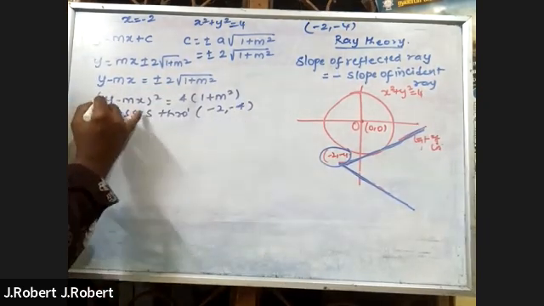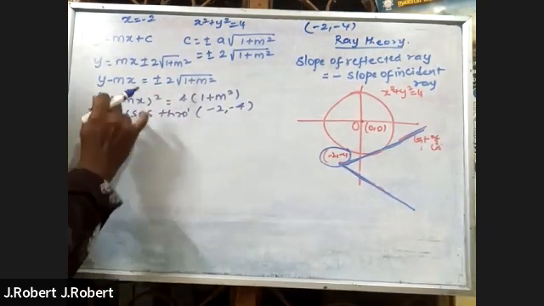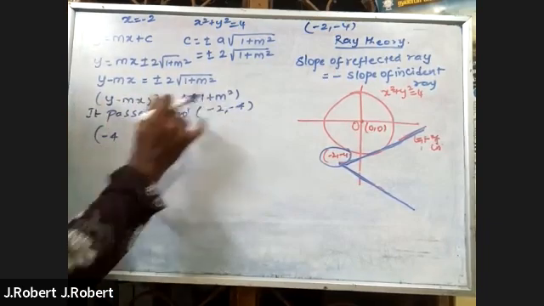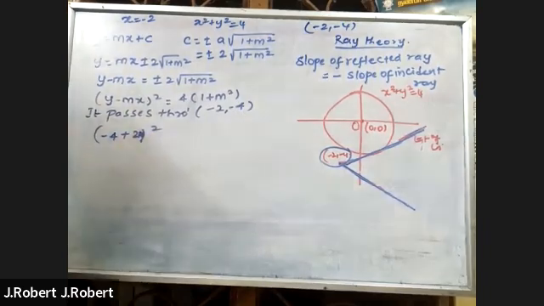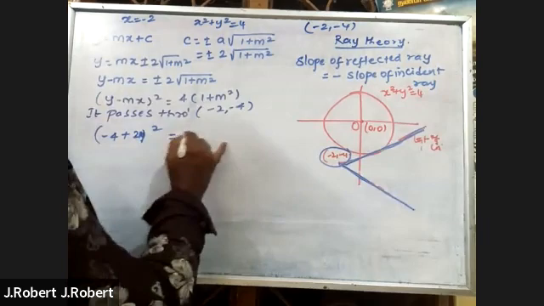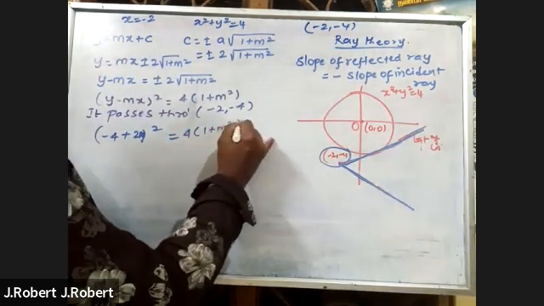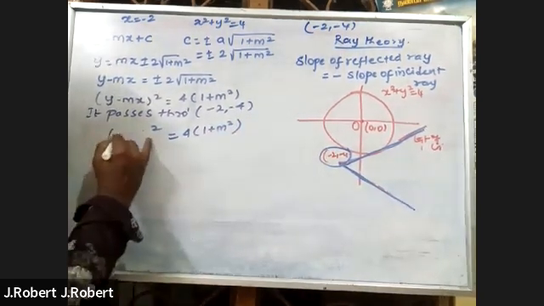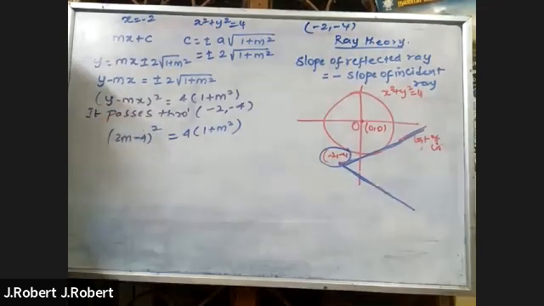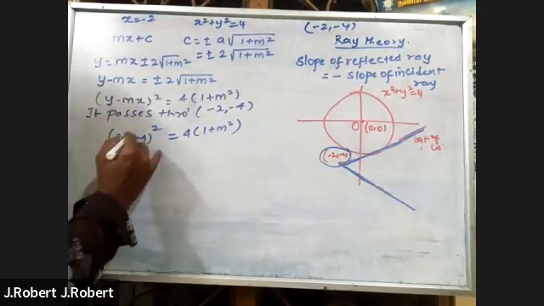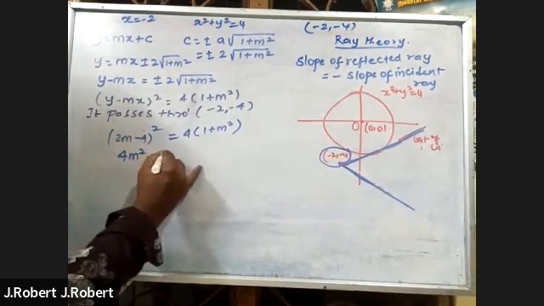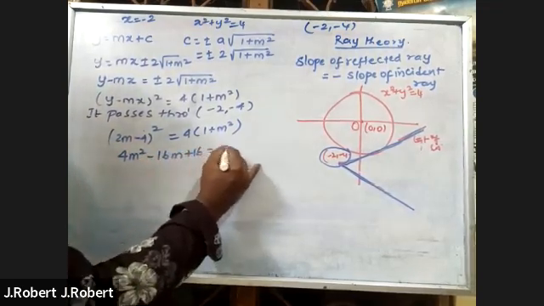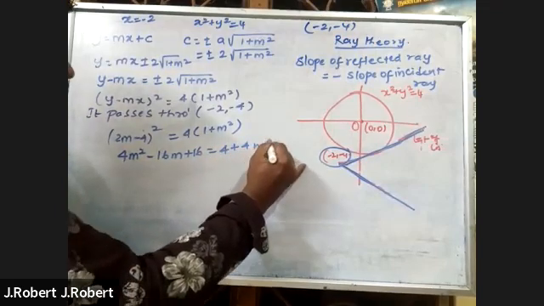Therefore we have y equals minus 4 minus m into x, that is minus 2, that is plus 2m, sorry. So we have minus 4 plus 2m the whole square equals 4 into 1 plus m square. This is of the form 2m minus 4, the whole square. Using the a minus b the whole square formula, expanding gives 4m square minus 2 into 2 into 4, 4 4s are 16m, plus 16 equals 4 plus 4m square.